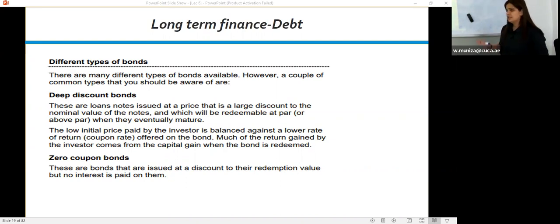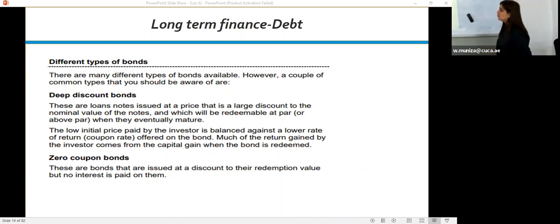So when the bond is redeemed, obviously the redemption value is higher than the price at which the loan notes were issued. So the investor can sell those loan notes in the market, and the capital gain is going to form the benefit for that investor.